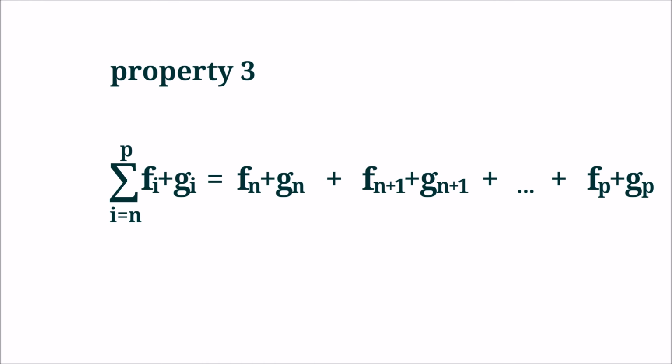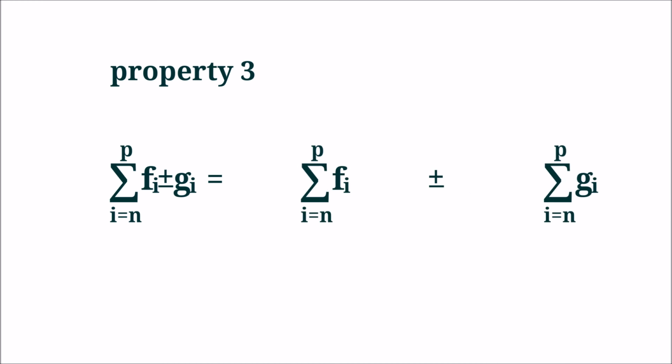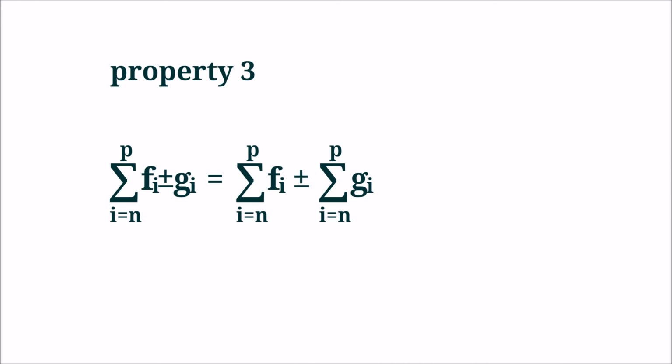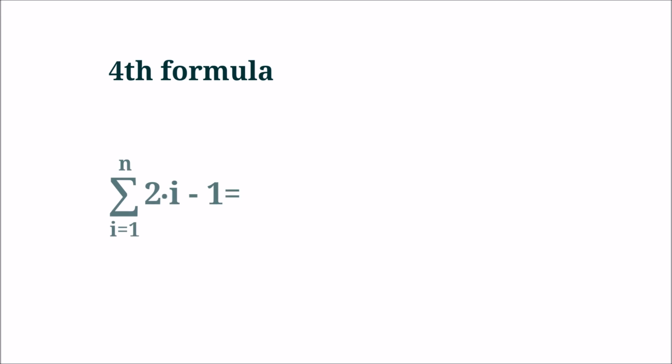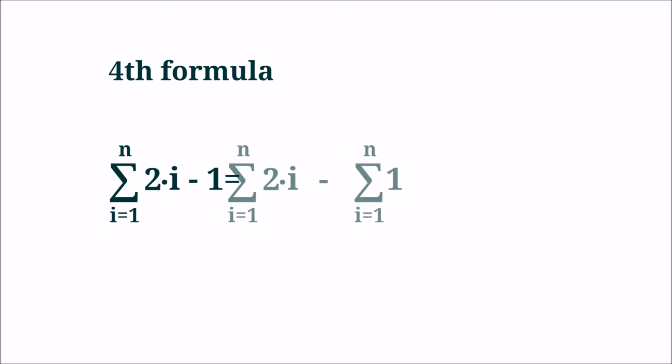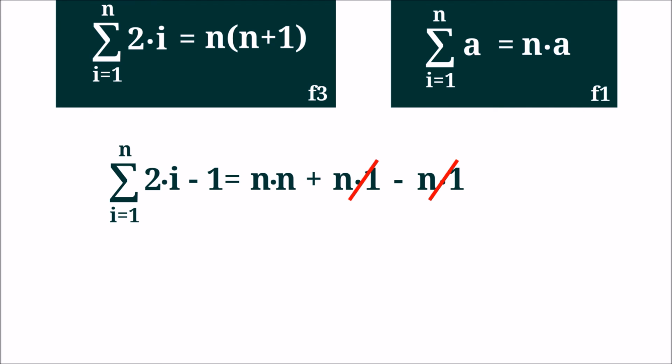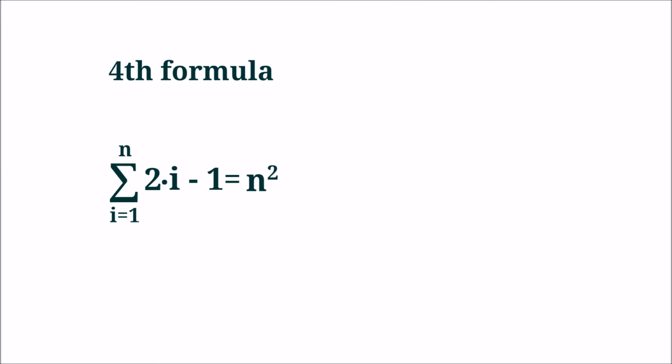If our summation function consists of addition or subtraction of 2 terms, we can separate the terms into 2 sums like this. With this third property, we can get a formula for this summation of odd numbers. So we split the sum, use formulas we've derived before, and we get the formula for summing a sequence of odd numbers.